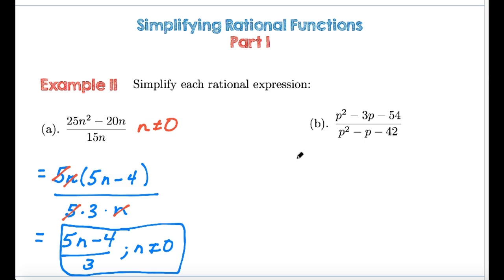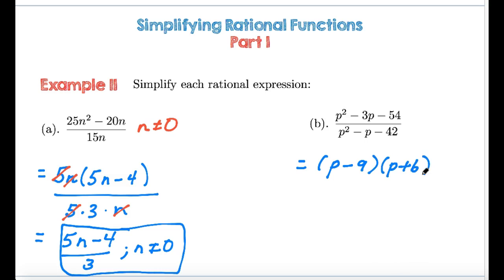All right, in part B here, looks like we have two quadratics. So let's see if we can go ahead and factor both of them, okay? We need, in the first one, two numbers that multiply to be -54 and add to be -3. Well, that's going to be factors of -9 and +6, okay?